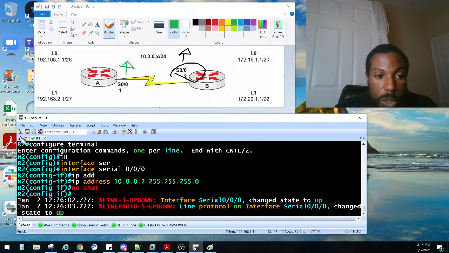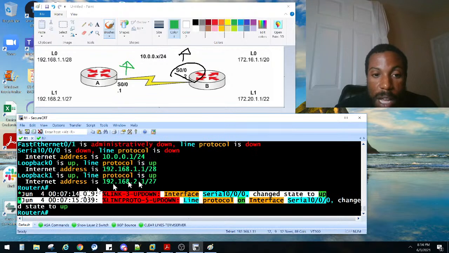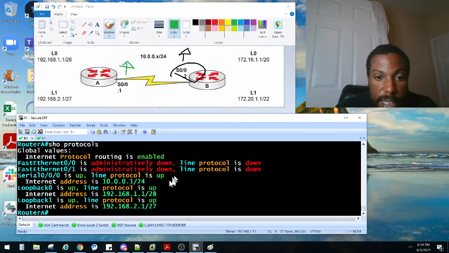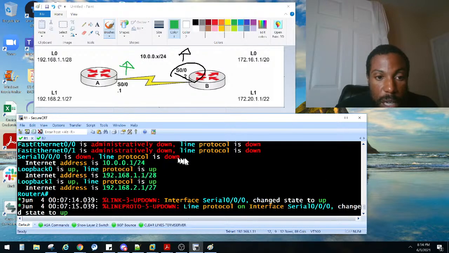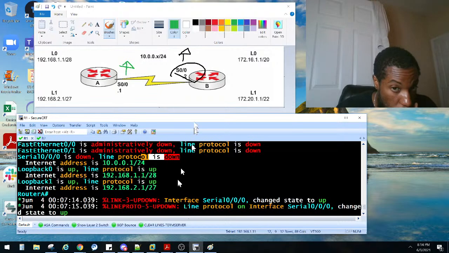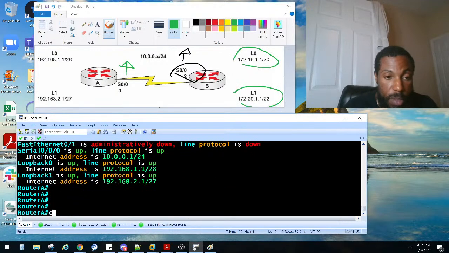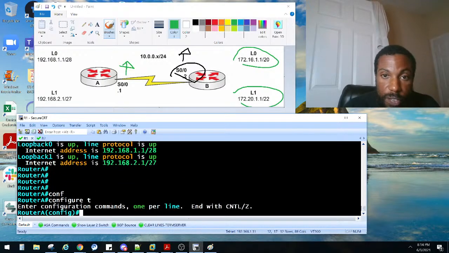We go to the other side, we should get a syslog message as well, boop, and now it is up, right? So if I do show protocols again, you'll see it is up, where it was down last time. So remember, this is layer 1, that's layer 2, right? So now let's do this loopback and that loopback, and then we should be done with task 1. Simple enough, right? Simple enough.